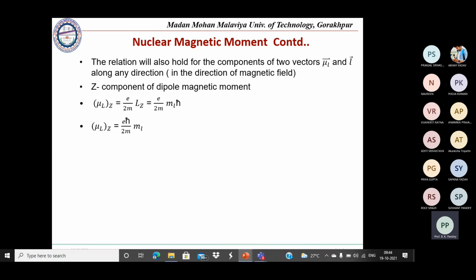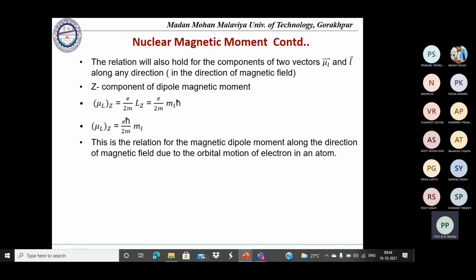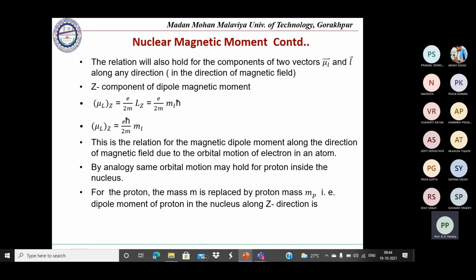So this mu Lz is equal to e h cut upon 2m into ml. And this is the relation for the magnetic dipole moment along the direction of magnetic field due to the orbital motion of electron in an atom. By analogy, the same orbital motion may hold for the proton inside the nucleus. Means that the same situation we may consider with the analogy for another charged particle which is inside the nucleus.